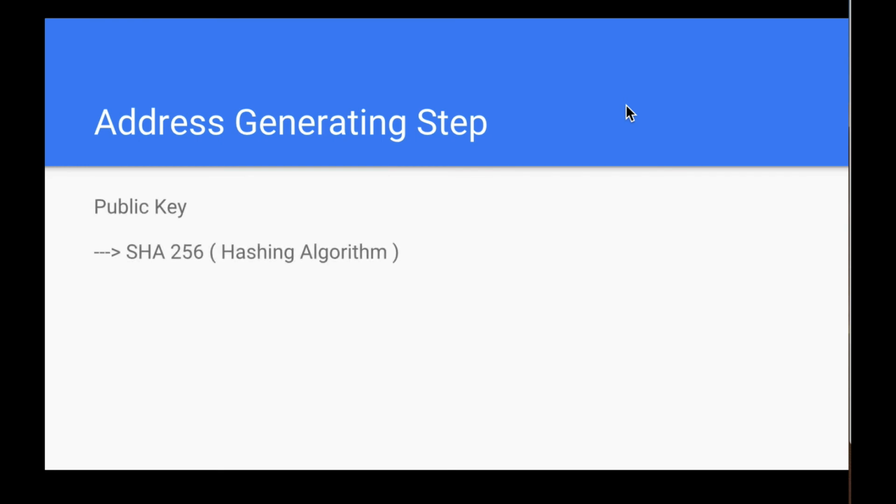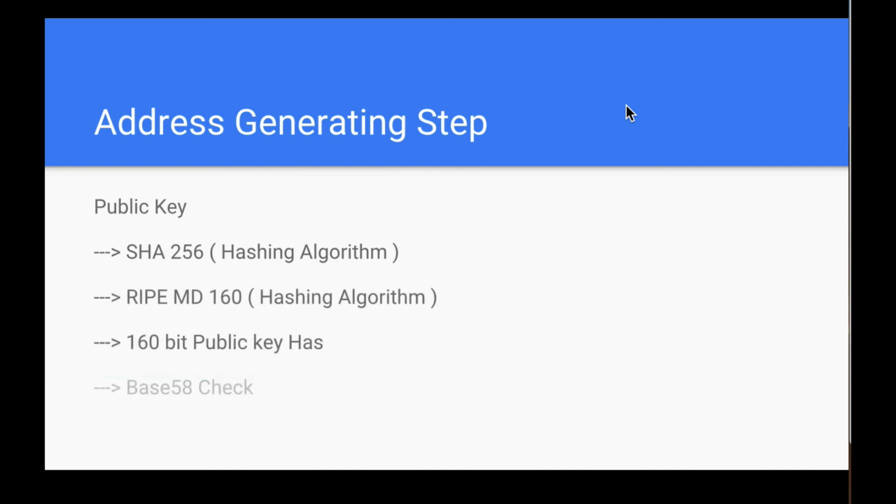Then we apply a SHA-256 hashing algorithm. Then again we apply another hashing algorithm. Then we use base 58. This is all to make it shorter and more readable. Even if you need to type it sometimes, or write it down, you can do it. It's not practical to always write it down, but at least doing this makes it easier.